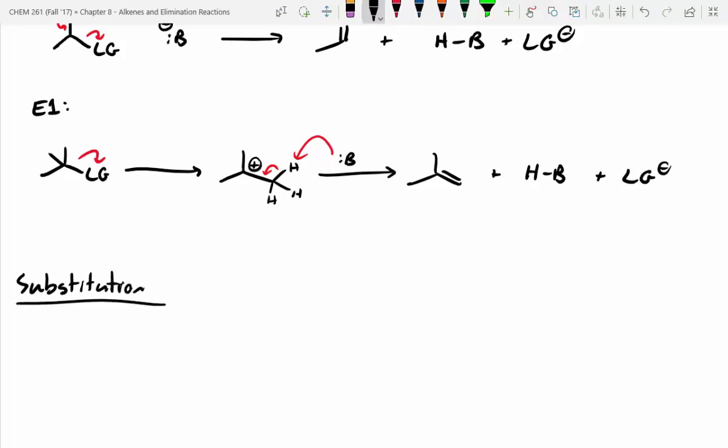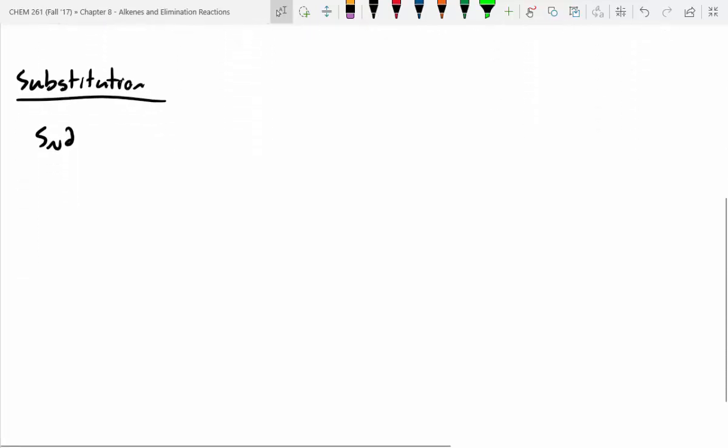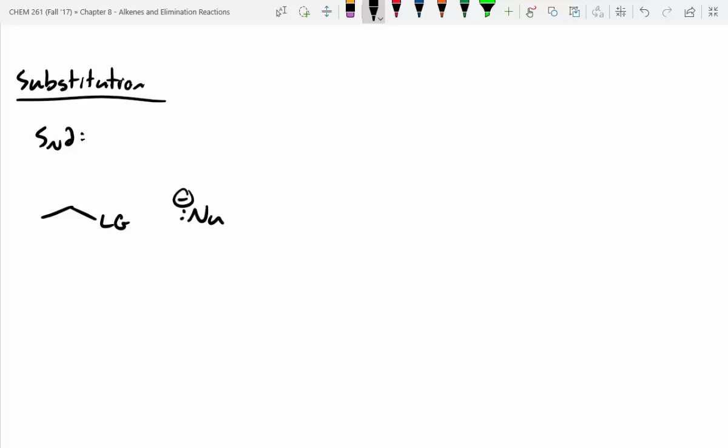So substitution, we've got SN2. This reminds me a lot of E2, where in E2 we said we need a strong base with a negative charge. SN2 we need a strong nucleophile with a negative charge. So this nucleophile will do the backside attack. And then we launch off our leaving group.